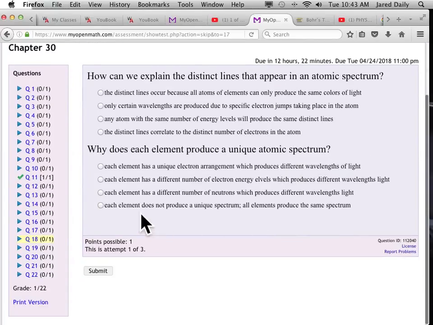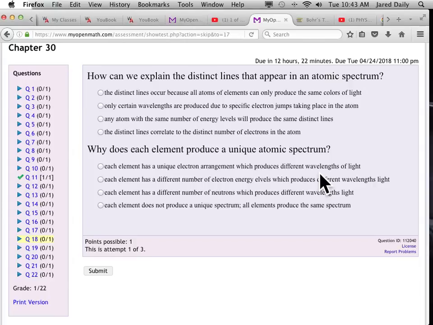All right, so for the second part of that, this part here. Why does each element produce a unique atomic spectrum? So we have the energy that they put off because of the number of electrons. Okay, so each element has a unique electron arrangement that produces different wavelengths of light. That's a decent way of explaining it.